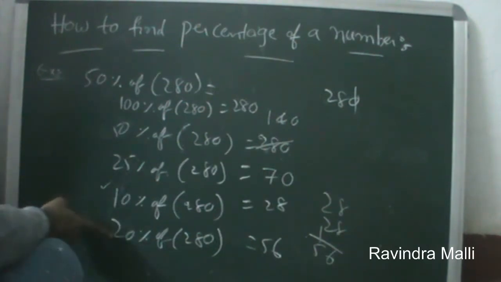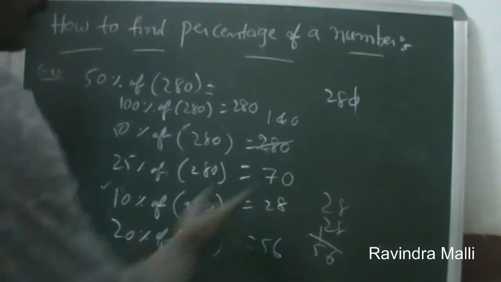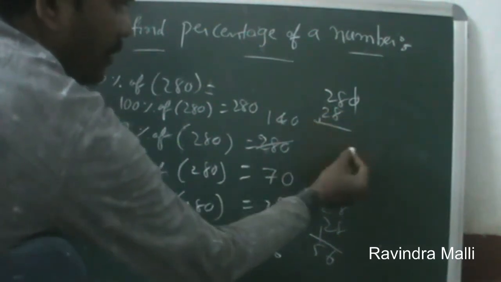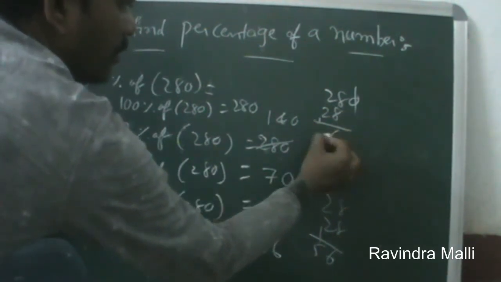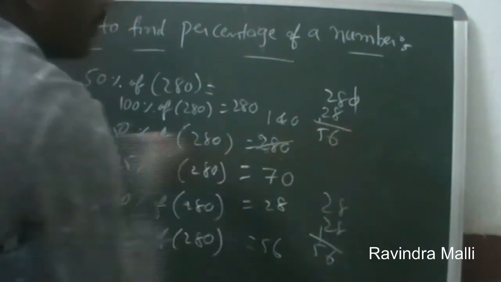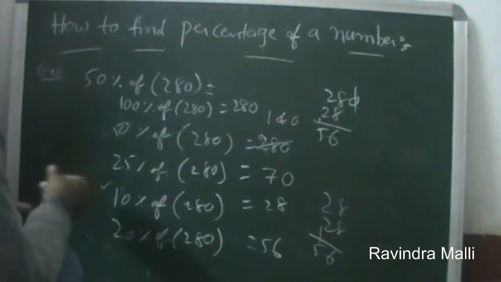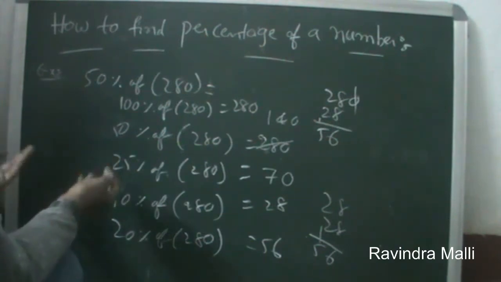So I have a technique: I am going to add two 10%s. I know the 10% of 280 is 28. One more 10% of 280 is 28. So 28 plus 28 is 56. That is nothing but 20% of 280. Like this you can add more times. If it is 30%, you can take 10%, 10%, 10%, that is 28, 28, 28. By adding, you can get the total value.